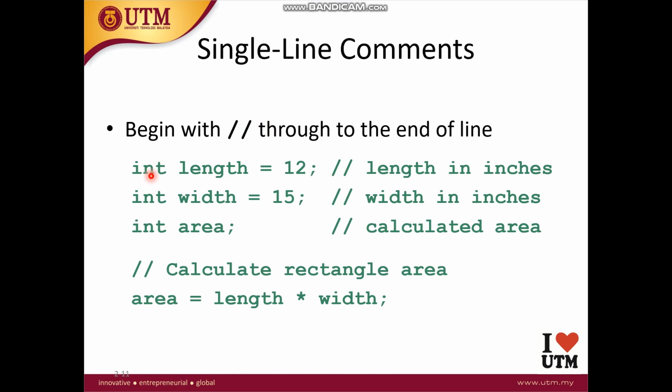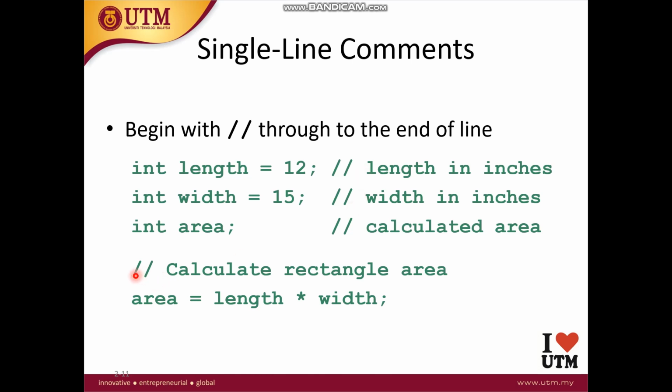For example, you say int length equals 12 semicolon. This is your code, and this is executed. Then you write a comment saying length in inches or something like that. You can write whatever you want here: int width equals 15, width in inches, int area, calculated area. These are only comments, they are not executed. It is optional. You can write them down or ignore them.